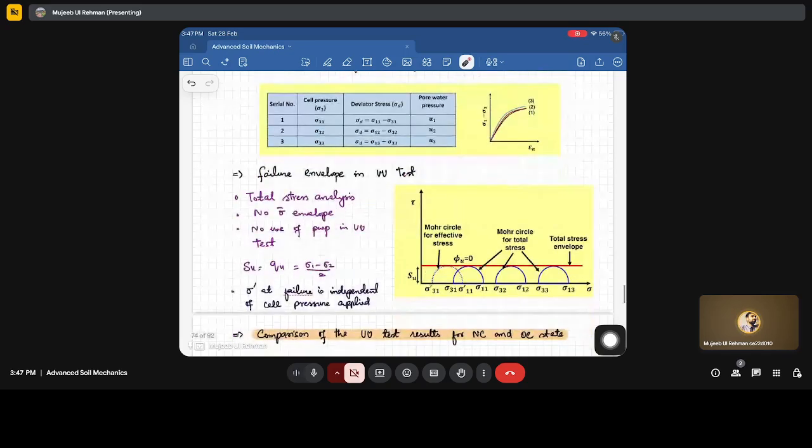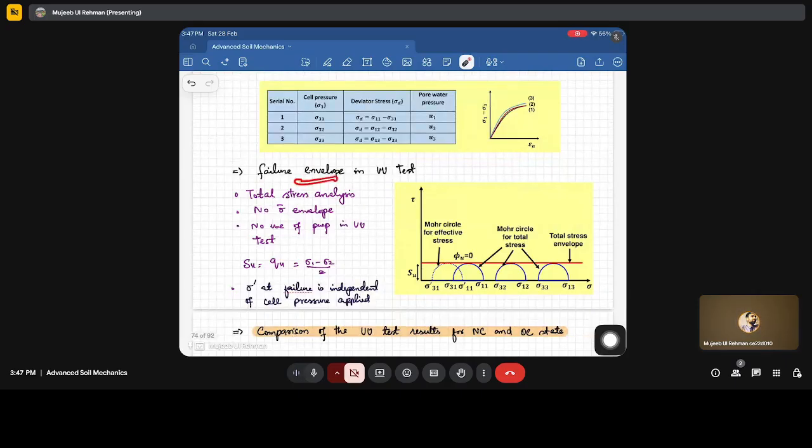So if we talk about the failure envelope in the UU test, first consider the Mohr circle for total stress. This is sigma 3.1 in test 1, and sigma 1 is the principal stress at failure. Similarly in the second test we start with another confining stress, sigma 3.2, and the failure axial stress is sigma 1.2, and similarly sigma 3.3 and sigma 1.3.